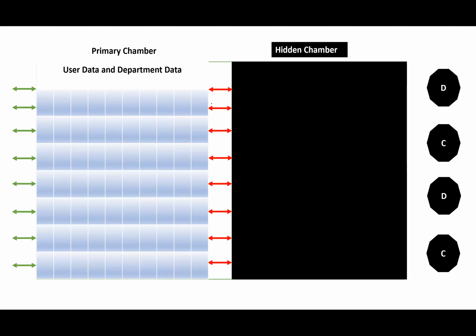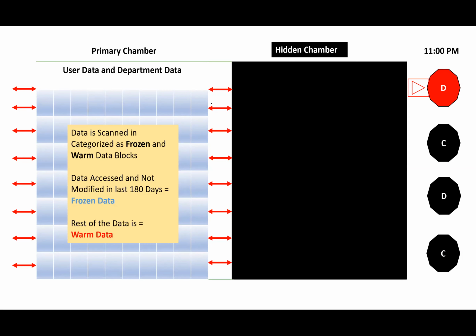Every day at night time, whatever time we fix, 11 p.m., 12 a.m., it will fire one process called the DC-DC process, which is a disconnect, connect, disconnect, connect process. Now, disconnect means, first of all, the primary chamber will disconnect from the network. Then it will run a scan on itself and divide all the data into two different categories: one is the frozen category, another is the warm category.